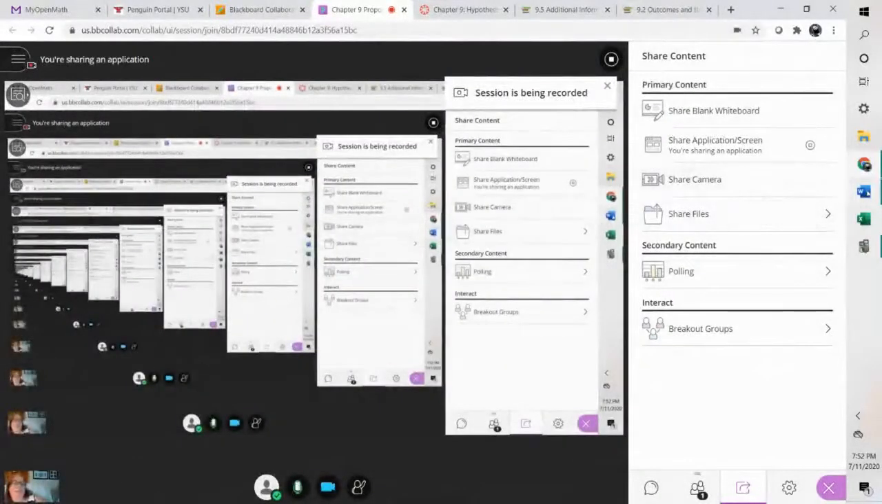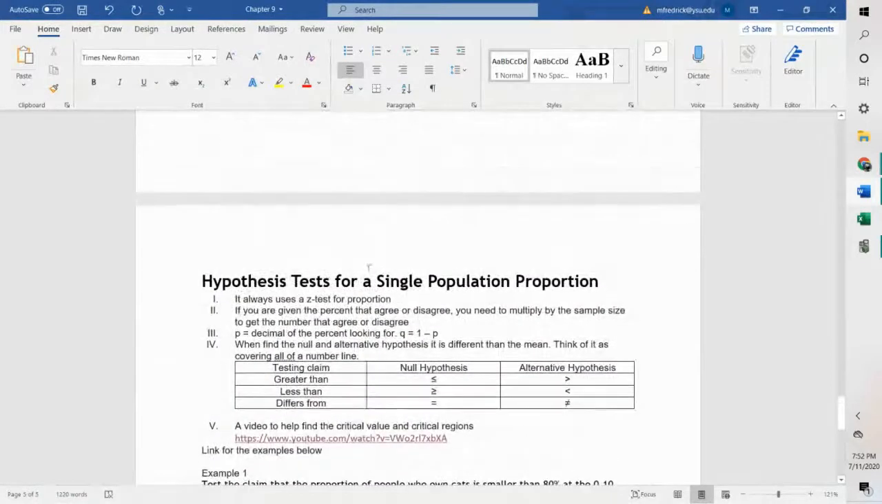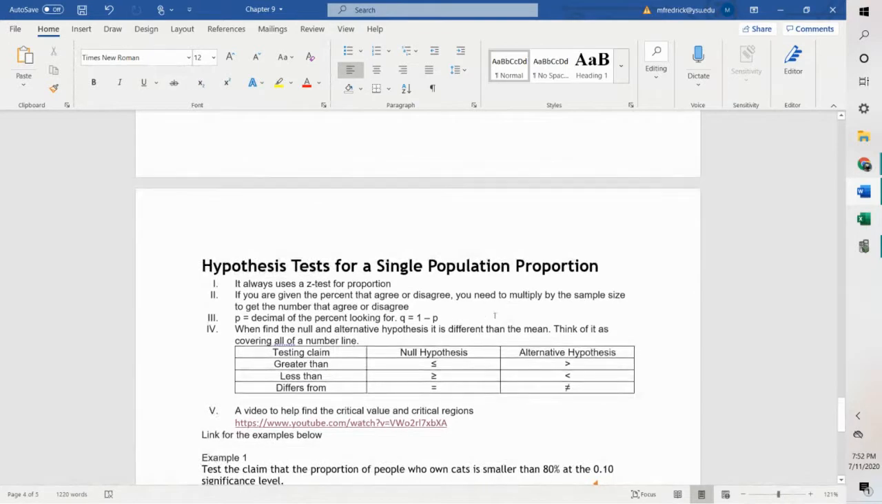Hello. For proportions, when we have a hypothesis test for a single population proportion, it always uses a z-test. If you're giving a percent when you're using the calculator, you need to find how many that is. So if it says 70% of the population or the sample, you need to find out how many that is, and just multiply by your sample size.